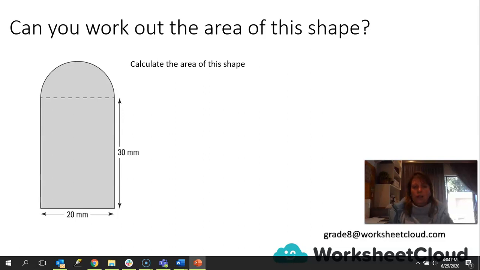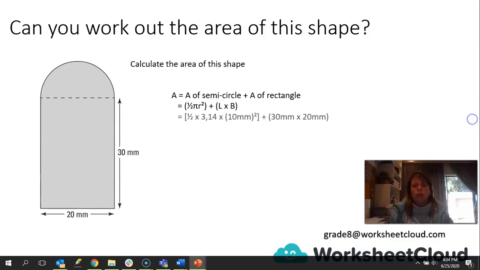So if we have to calculate the area of this shape, we're going to first of all find out the area of the semicircle plus the area of the rectangle. So the area of the semicircle will obviously be the area of a circle halved, all right? So we're going to go half pi r squared plus length times breadth. So our r, the radius, remember, because the diameter was 20, the radius would be 10.